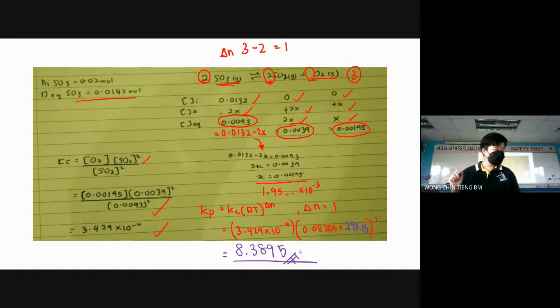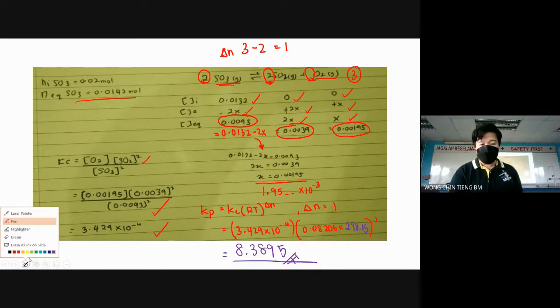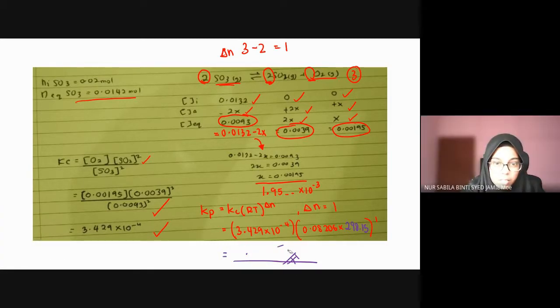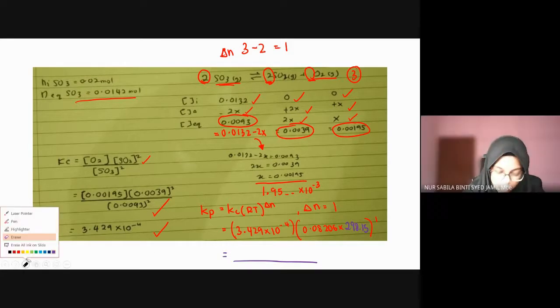Dapat apa? 8 point? Sabila, press your calculator again. What are you doing? 8.0 something. Saya tekan tadi, saya dah tak ada. So, saya rasa saya dapat 8.0 something. Okay? And, yeah, Sabila, please press your calculator. Oh, what do you get for Qp? Yes, Sabila, come again. 8.3895 times 10 power negative 3.